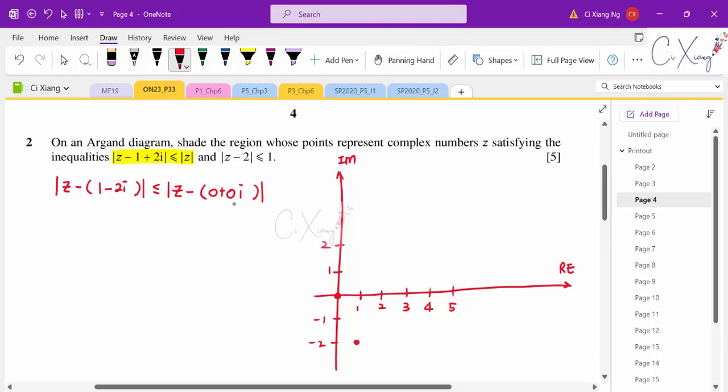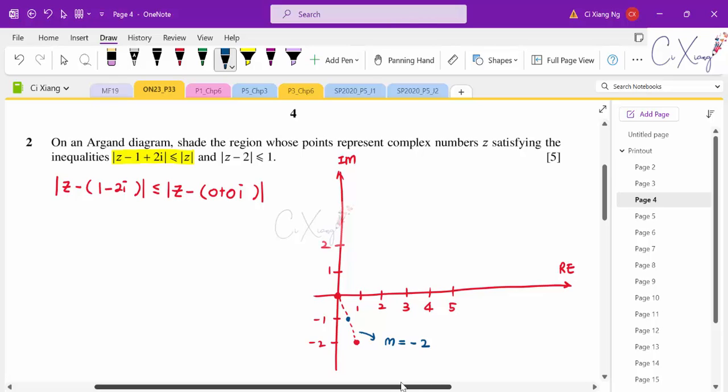So how to sketch or draw a perpendicular bisector for these points? To draw a perpendicular bisector, the midpoint will be at 0.5 and -1. So this is 0.5 and -1. If you have a look at the gradient between these 2 points, 0, 0 and also 1 and -2, the gradient is basically -2. So this gradient is equal to -2.